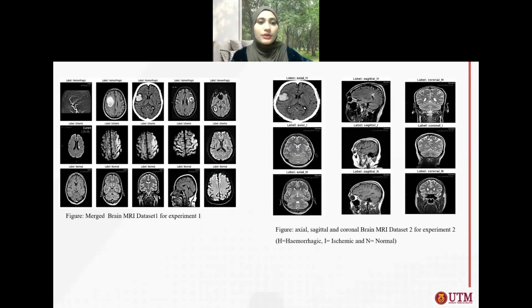So this is the view of how we are going to implement. This is the data set for dataset 1, experiment 1, where we merge all the data set and go once. And this is how we chunk up. Myself, I classified all the views according to the labeled patients. This is the axial view of the brain. This is the sagittal, which is the side part of the brain, and this is the coronal, which is the back of the brain.